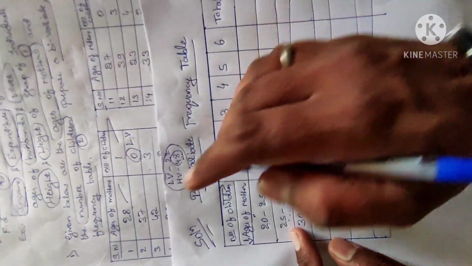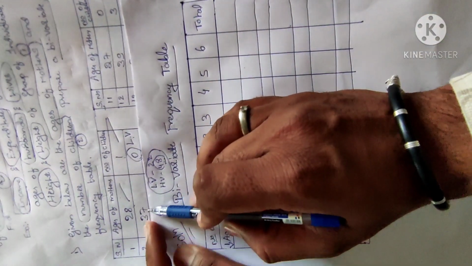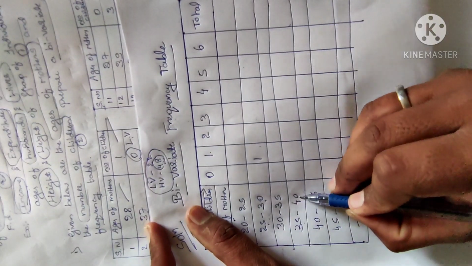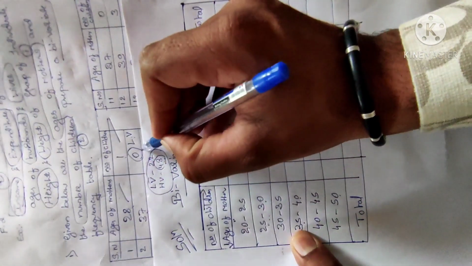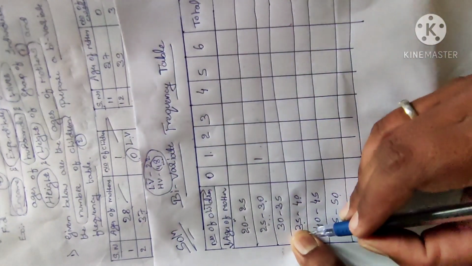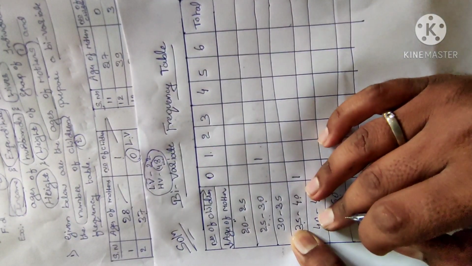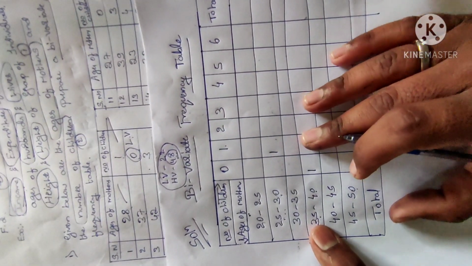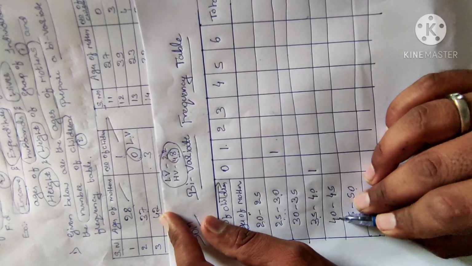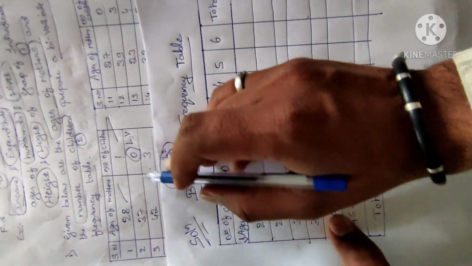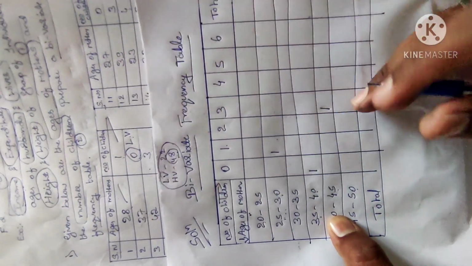Next, second serial number, 37. 37 comes under the 35 to 40 class interval. Next, what is the number of children value? 0. So we should write 1 here. Both we have to match, one variable to another variable. Next, third one, the age of the mother is 42. 42 comes under 40 to 45. The number of children is 3. We should write 1 here.